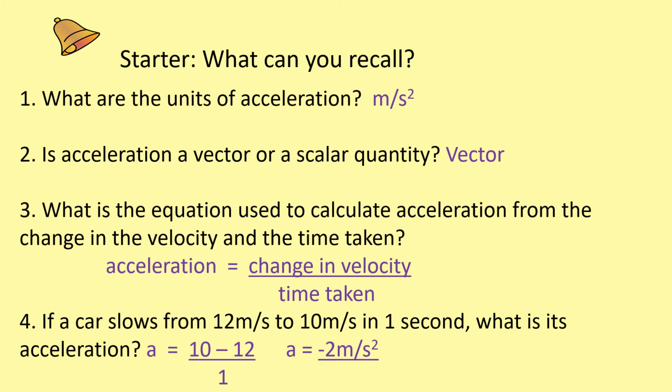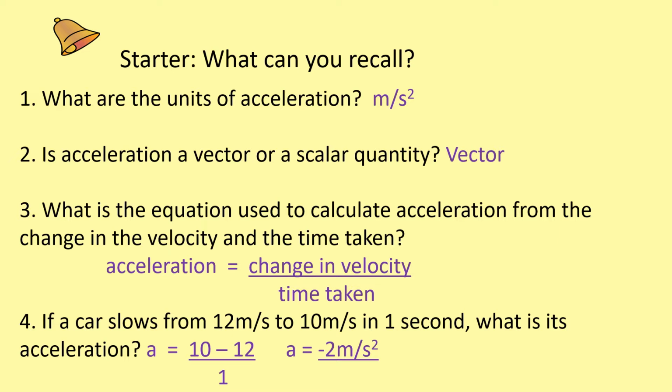Units of acceleration then is meters per second squared. So if an object's got an acceleration of 2 meters per second squared, it means that every second its velocity will change by 2 meters per second. Acceleration is a vector, so its direction matters. If you end up with a positive number for acceleration, it means the velocity is increasing. If you end up with a negative number for acceleration, it means it's decelerating.